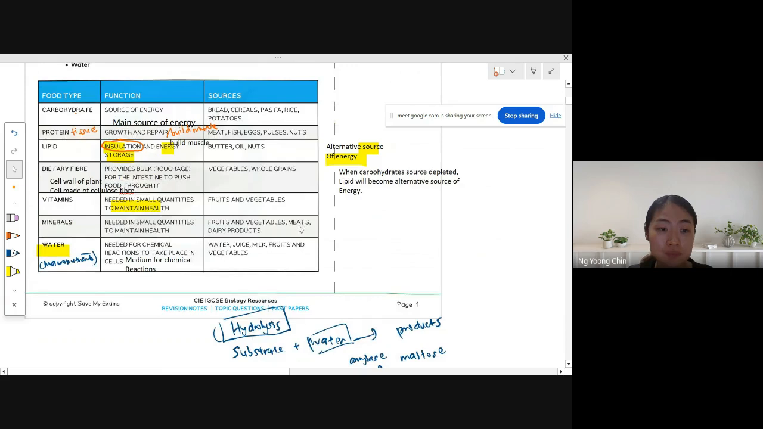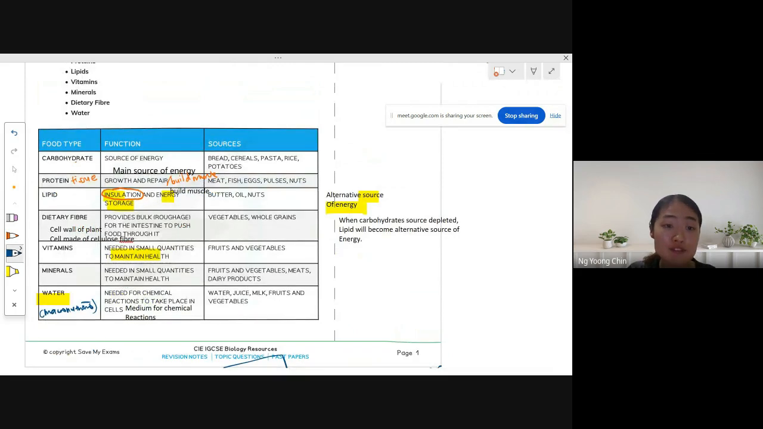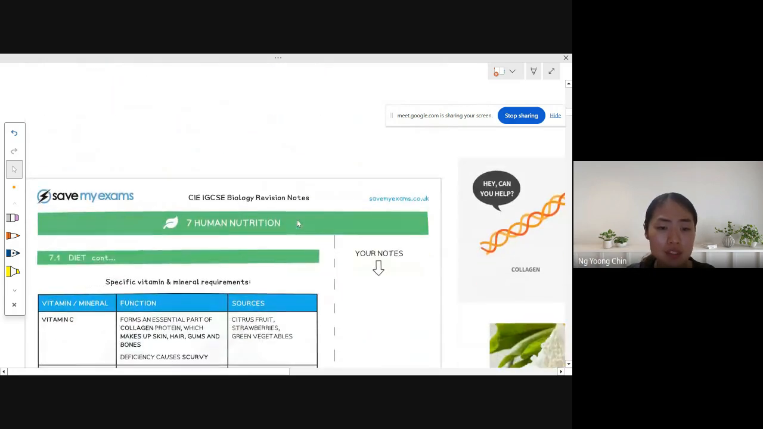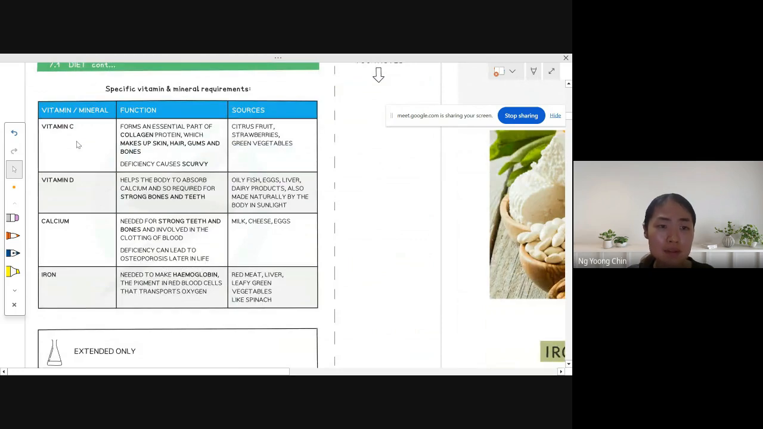So those are the nutrients and their functions, okay? You should remember the functions of the nutrients because in the exam they will be asking in Paper 4, okay? And now we continue. Now we need to study about the vitamins and minerals and their functions.